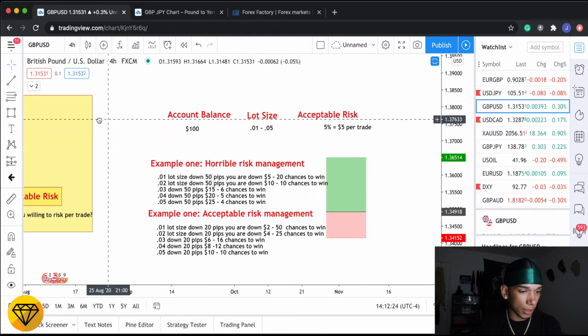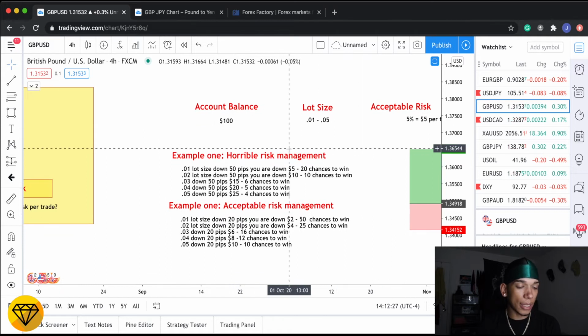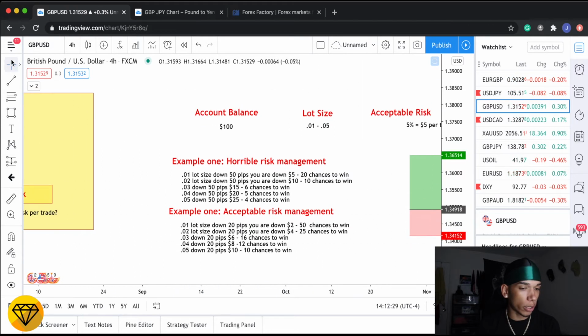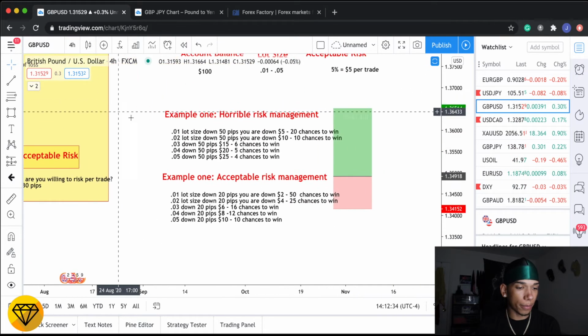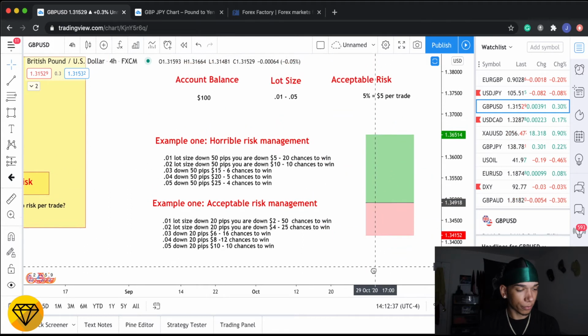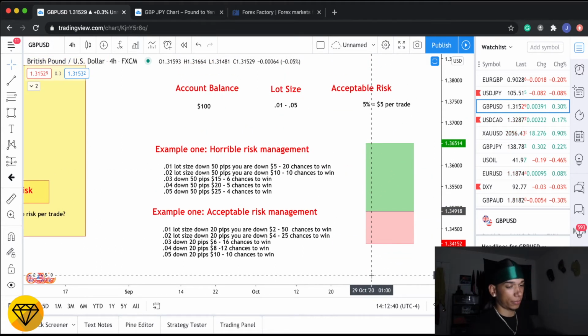Okay? So if we move over to the side, right? This is kind of geared more towards those who have a smaller account, right? If you have a smaller account, if you have a $100 account, right? I typically tell people, for every $100 account, your lot size should be 0.01, right? So if you have a $100 account, your lot size should be 0.01. If you have a $200 account, it should be 0.02, so on and so forth.